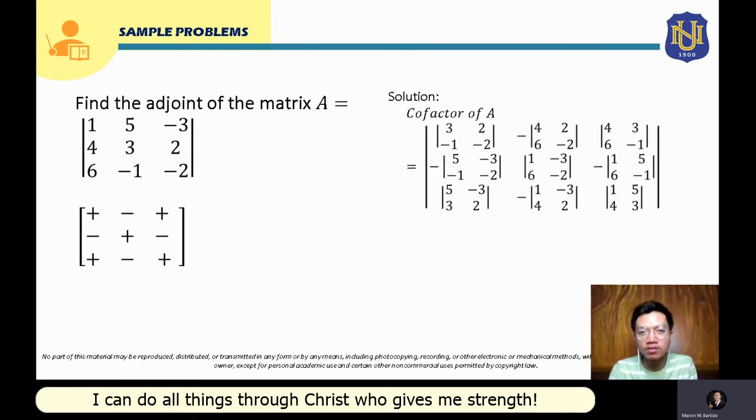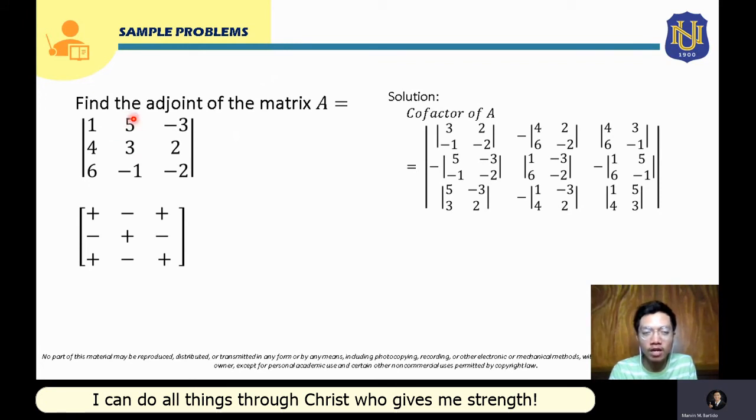So for our solution, for the cofactor of matrix A, for the first element, which is 1, we just have to solve for its cofactor. So its cofactor is we just have to delete the corresponding row and column and solve for its determinant. So this 2 by 2 matrix will be that 2 by 2 matrix. So that will be 3, -1, 2, -2. And its determinant times its sign convention will be the cofactor. So our sign convention here is positive. So if we solve for the determinant of this 2 by 2 matrix, it will be the cofactor of this first element. Now for this second element, we just have to solve for its cofactor.